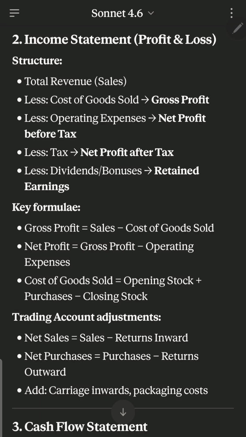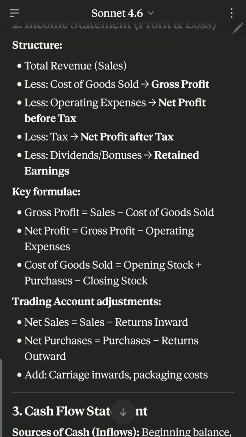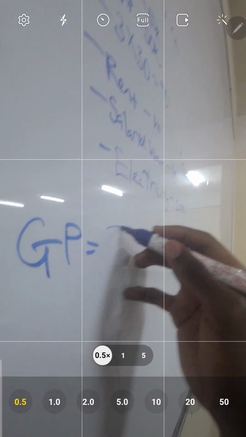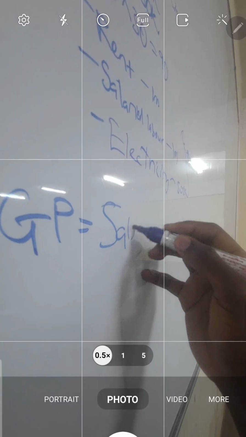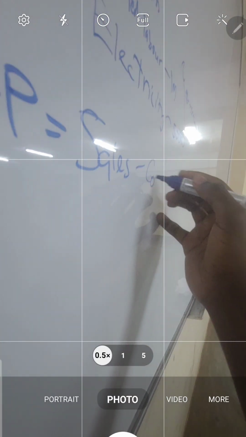Now, we are going to look at this business. We are going to start with first finding the gross profit. What is gross profit? How do you get gross profit? It's sales minus cost of sales.